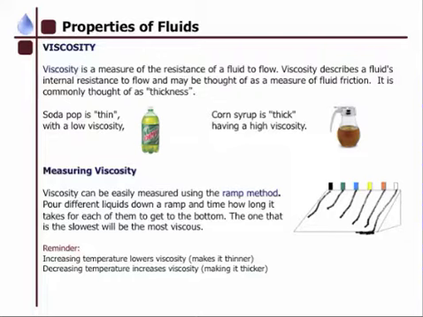If you look to measure viscosity, it can be measured using a ramp method. You pour the different liquids down the ramp and time how long it takes each of them to reach the bottom. The one that is the slowest is the most viscous. As a reminder, increasing the temperature of a liquid lowers its viscosity, making it thinner, whereas decreasing the temperature increases viscosity, making the liquid thicker.